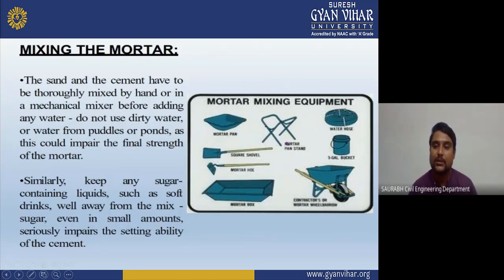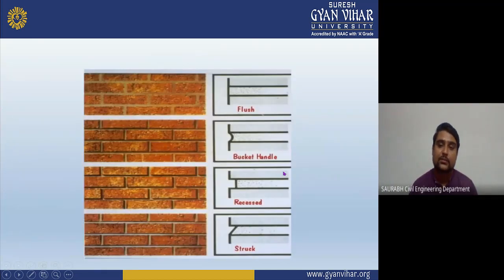First one is a mortar pan, a mortar pan stand, there is a water hose, and there is a 5 gallon bucket which is used for the water work. And this is your contractor or labor vehicle, we can also say, and this is your measuring height, and this is your square trowel, and this is your strike and the flush, and bucket handle and rest.